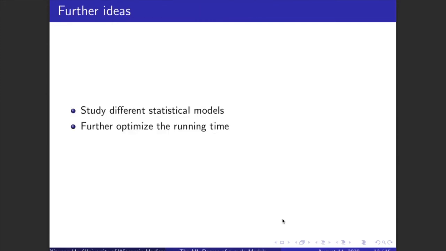We will continue this project in the following directions. First, we will apply the same idea to different statistical models. Secondly, we will try to further optimize the running time by optimizing the generators and also the homotopy algorithm.